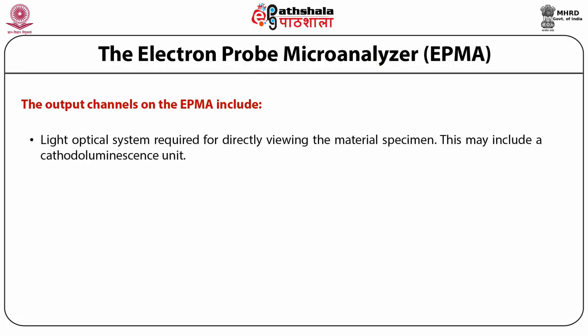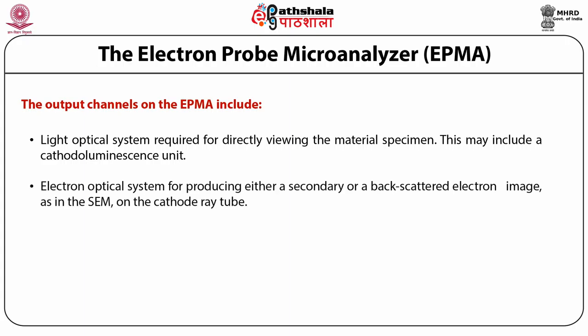Number 1. Light optical system required for directly viewing the material specimen. This may include a cathodoluminescence unit. Number 2. Electron optical system for producing either a secondary or a backscattered electron image, as in the SEM, on the cathode ray tube.